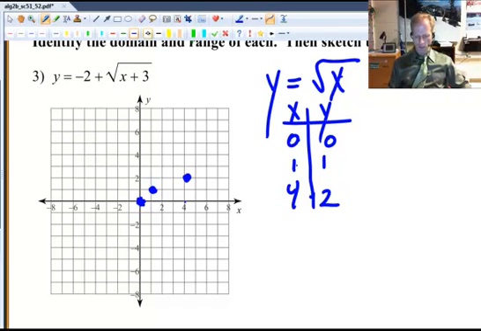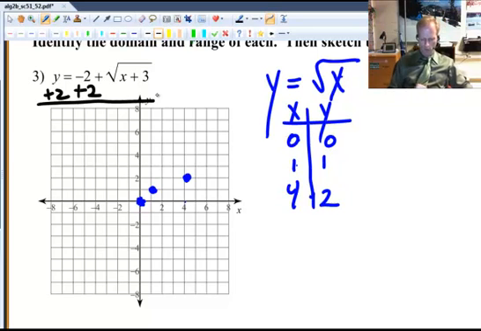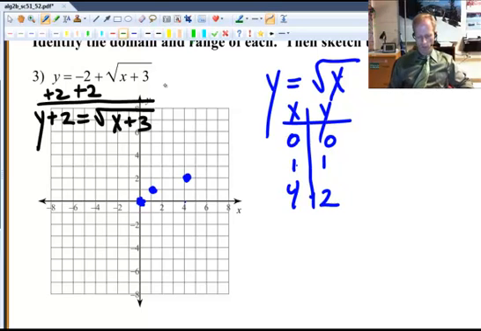And now I need to decide what my shift is going to be. So to decide the shift, I like to move the constant that's over by itself over to the other side of the equation. So that's going to give me y plus 2 equals the square root of x plus 3. Now I'm going to look at the 3 and the 2 and decide what they mean for my shift. Well, a positive 3 for x means shift 3 to the left, and a positive 2 for y means shift 2 down, because it's the reverse of what you would think, given the positive and negative directions for x and y.